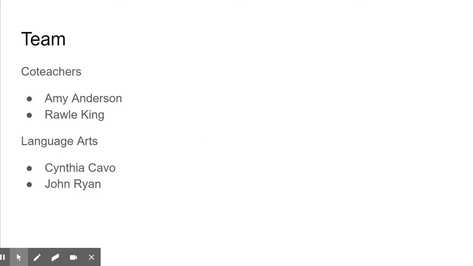This is the team that you'll see working with me this year. I have 2 co-teachers. So if your students are in period 2, they will have Amy Anderson as their teacher as well. And if they're in period 3, they'll have Raul King as their teacher as well. They co-teach with me. We share the workload and the responsibility, so you will see them or hear about them quite frequently. And then my language arts team is Cynthia Cavo and John Ryan.